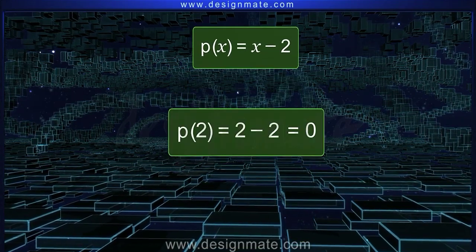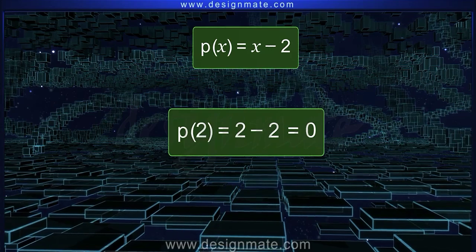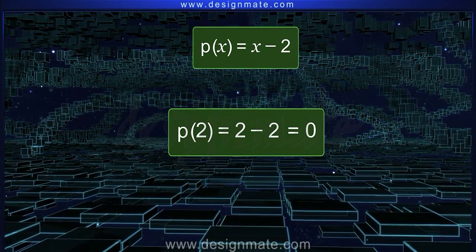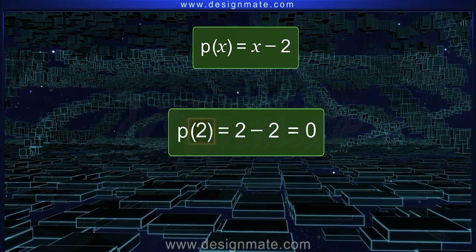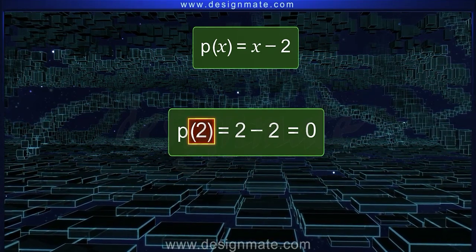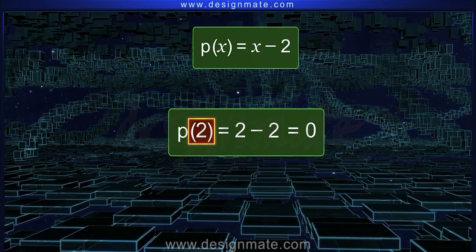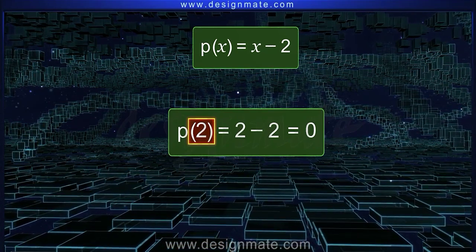What is p of 2 here? Note that p of 2 is equal to 0. Observe here that 2 is the value of the variable for which the value of p of x is equal to 0, and it is called the 0 of the polynomial p of x.